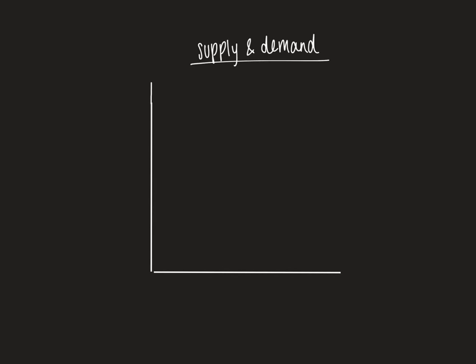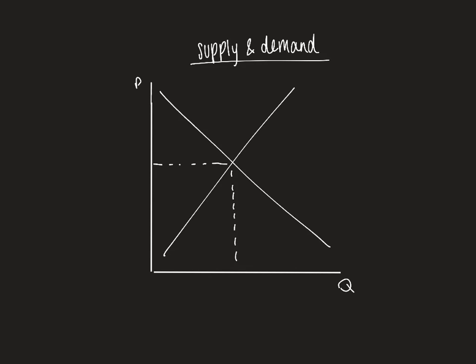So I'm going to talk about supply and demand and price controls. The first type of price control is a price ceiling. This would be equilibrium right here, equilibrium price and quantity. A price ceiling is a maximum that goes below equilibrium. So it's a maximum price that producers are allowed to charge on a certain good.